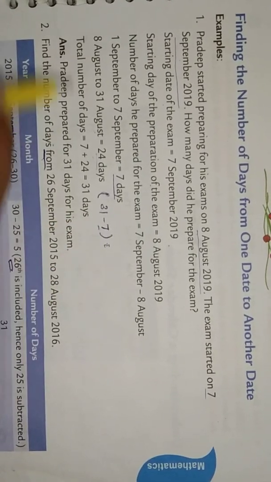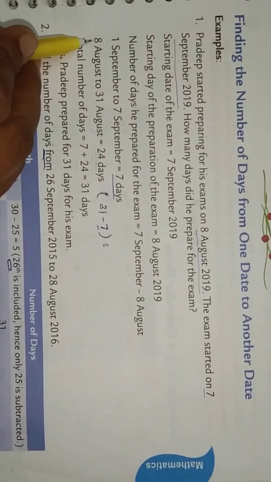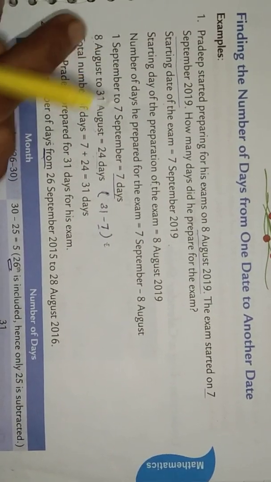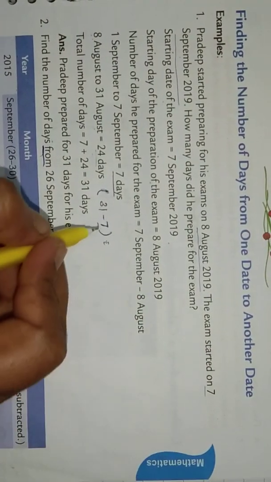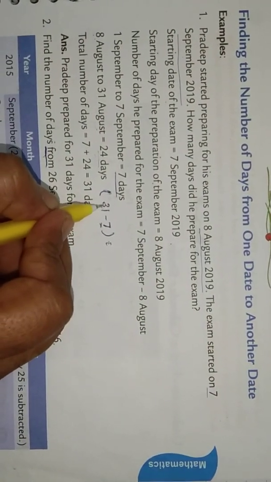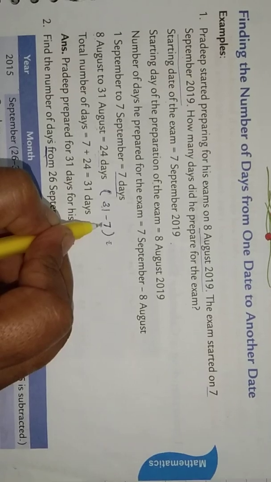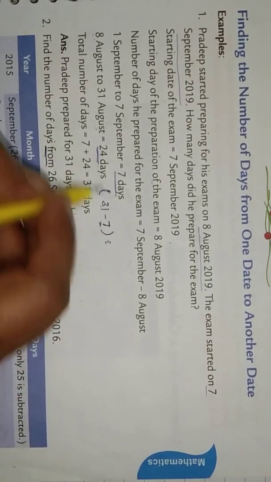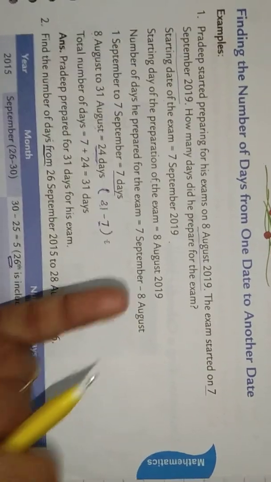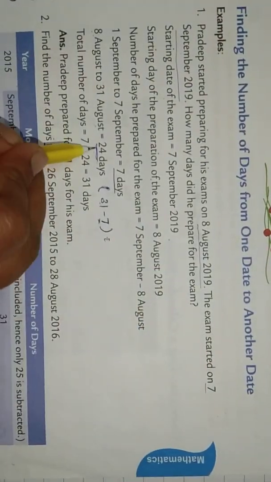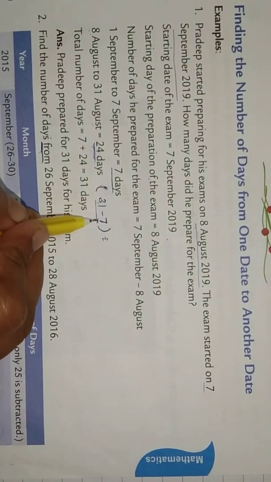You have to think that 8 August means he started his studies on the 8th, so we have to count from 8: 8, 9, 10, just like that. For that we subtract 31 minus 7, then only we get 24 days. Otherwise you can count 8, 9, 10, 11, 12 and calculate the number of days. I have just given a shortcut for you.